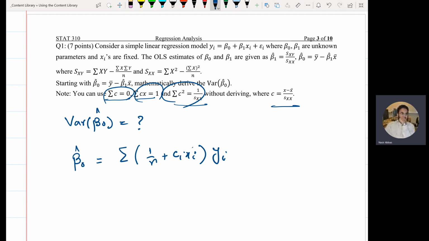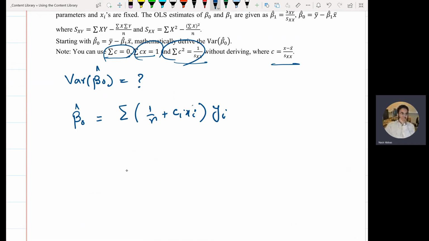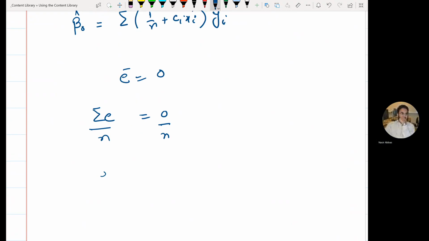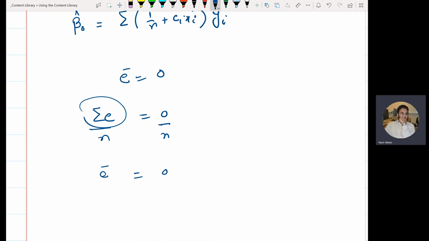One of the students sent me an email asking, while proving E bar equals 0, can I do it starting with summation E equals 0, because we proved this in the class. So just divide both sides by n, and you get E bar equals 0 straight away. Yes, you can, but if you do that, you prove that summation E is 0 before using it, if it is not given as a note. If it is given as a note, no need to prove it.